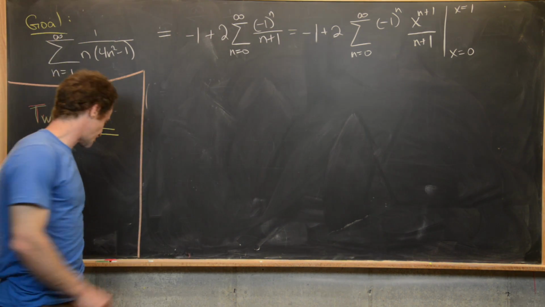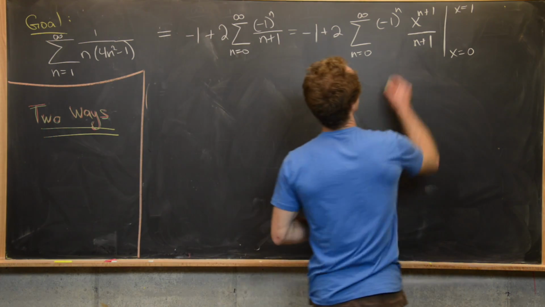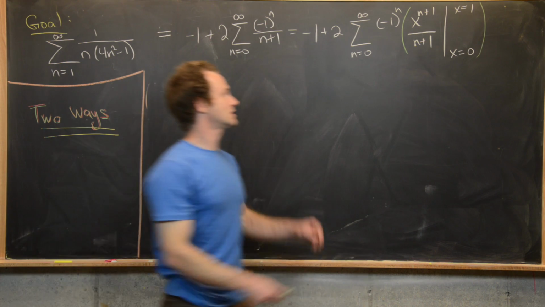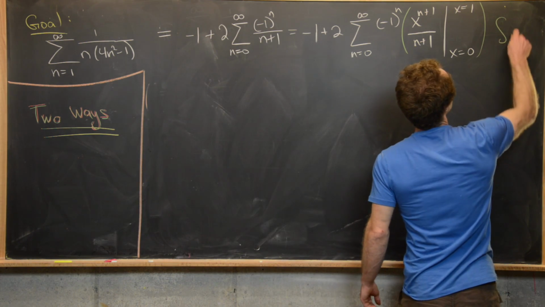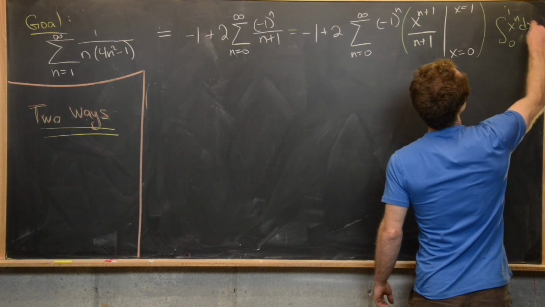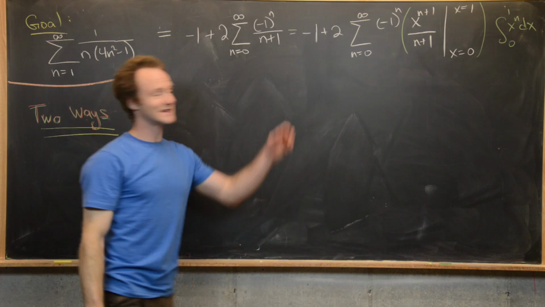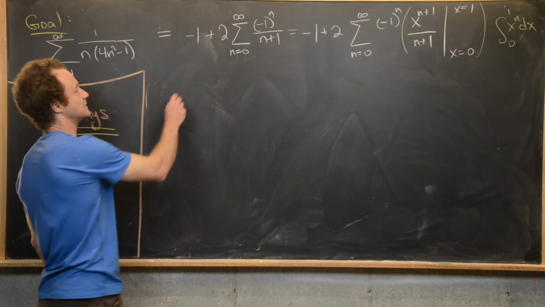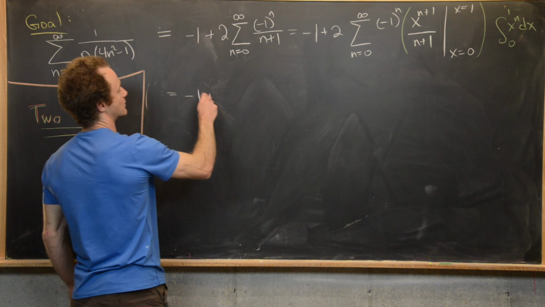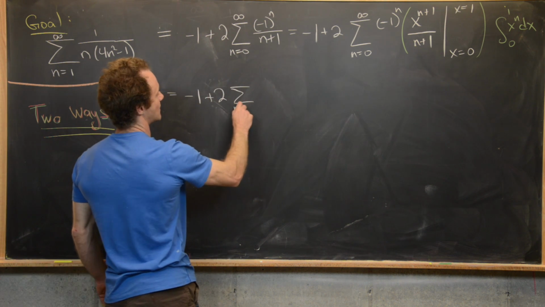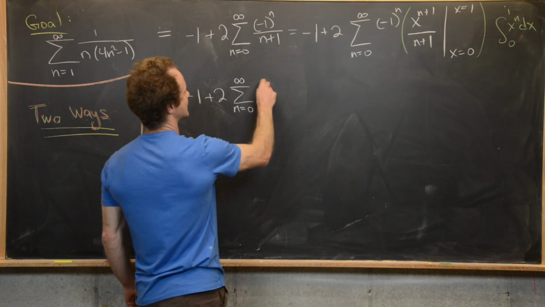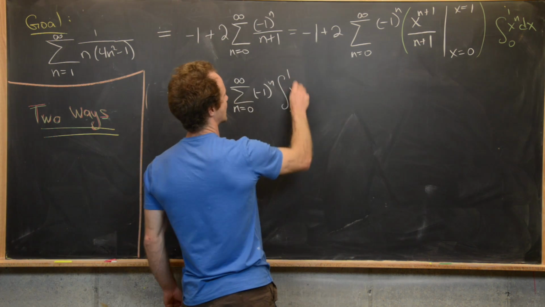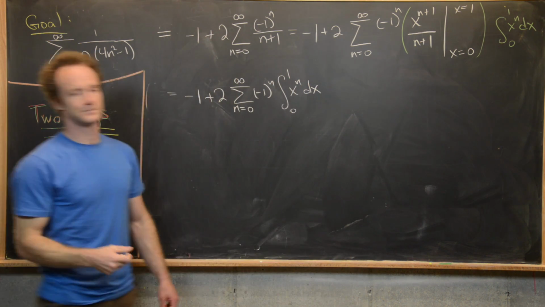But the advantage here is that all of this stuff that I'm putting in green looks like a definite integral. It looks like the integral from 0 to 1 of x to the n dx. And that's exactly what it is. So we're going to replace that with that integral. Now we have minus 1 plus 2, this sum n equals 0 to infinity, minus 1 to the n, and then the integral from 0 to 1 of x to the n dx.